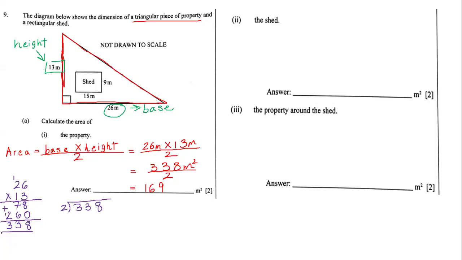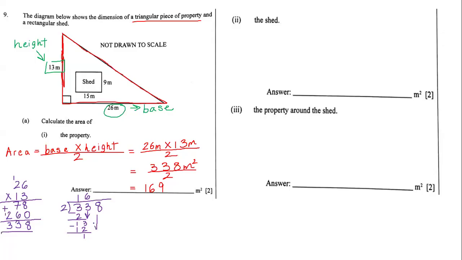How many times does 2 go into 3? Once. 2 times 1 is 2. 3 minus 2 is 1. Bring down the 3. How many times does 2 go into 13? 6 times. 2 times 6 is 12. 13 minus 12 is 1.